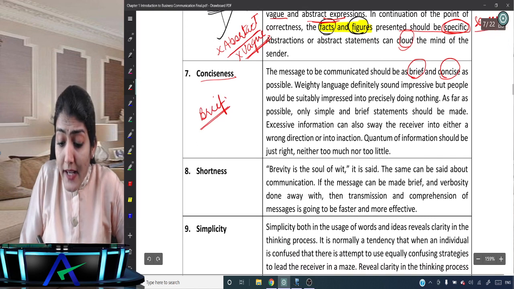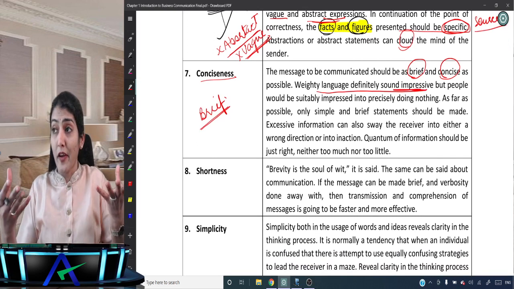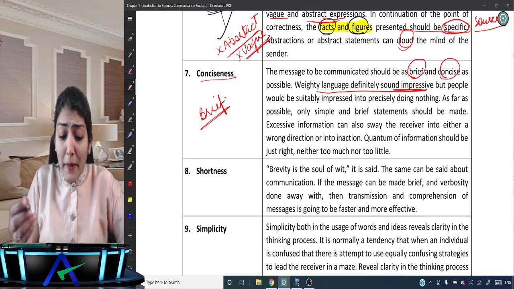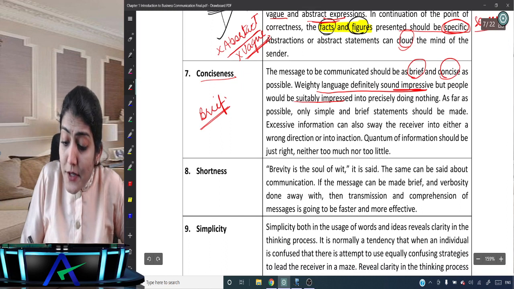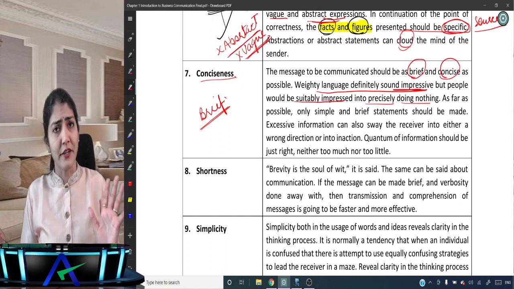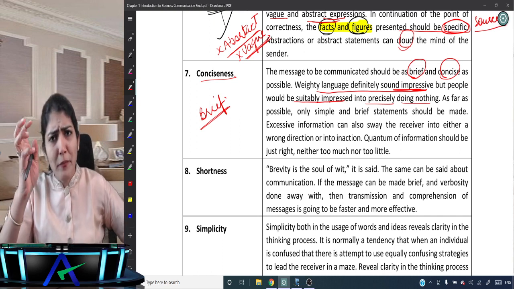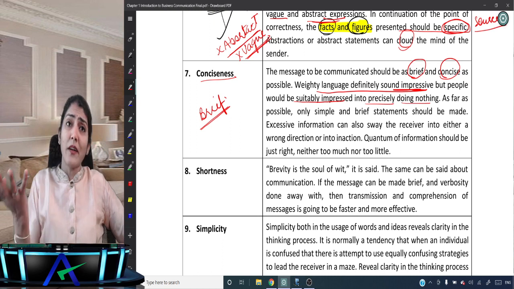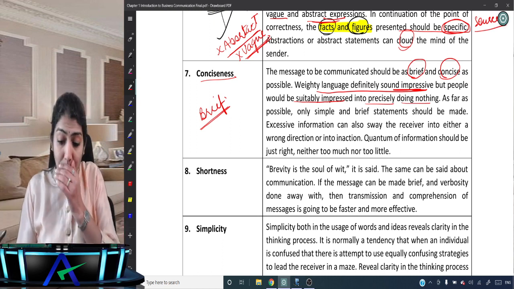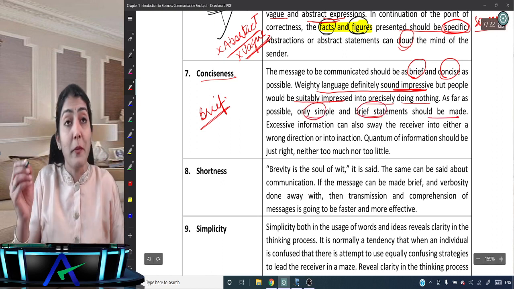Heavy language definitely sounds impressive. Using very heavy, very difficult words sounds impressive, but people would be suitably impressed into precisely doing nothing. Good to listen to, but not good for taking any action. You say, oh wow, such a nice thought. But does it put them into action? No. Then what is the purpose? The purpose of communication does not get served.